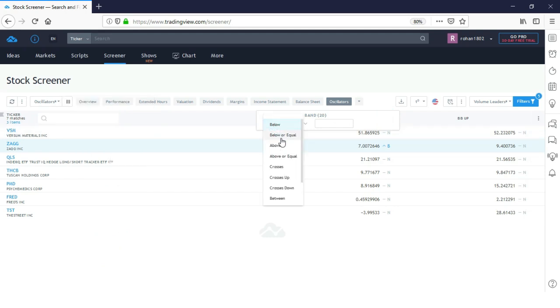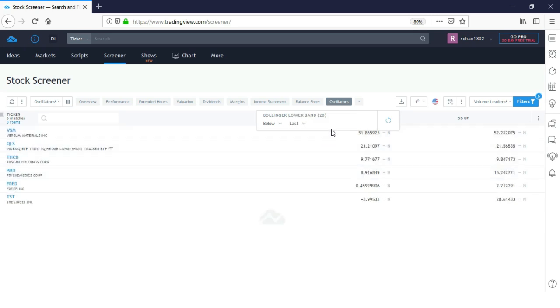Now we want that the value is below the lower band, and here we call this the last price. If the last price is below the lower band, then we consider the stocks to be in negative formations.